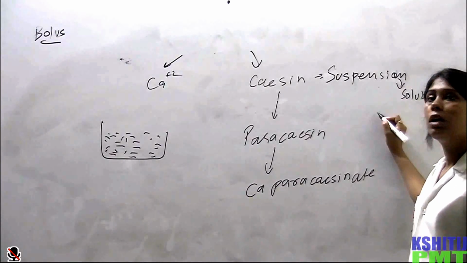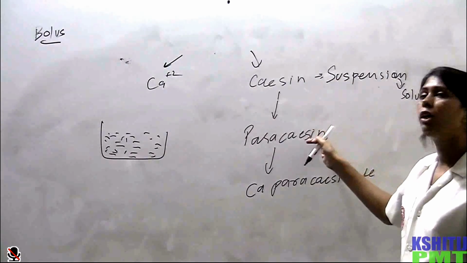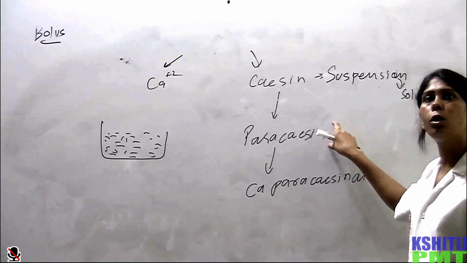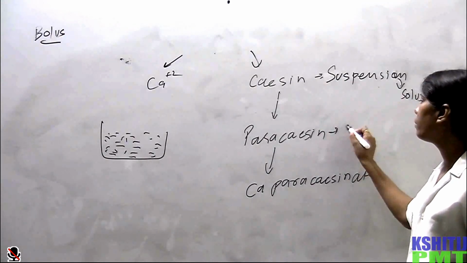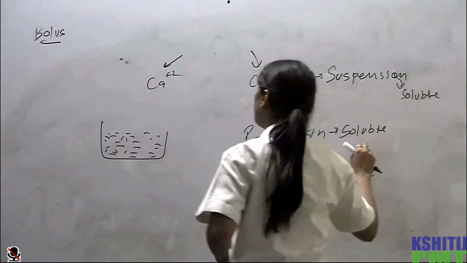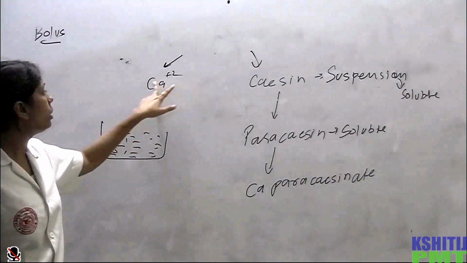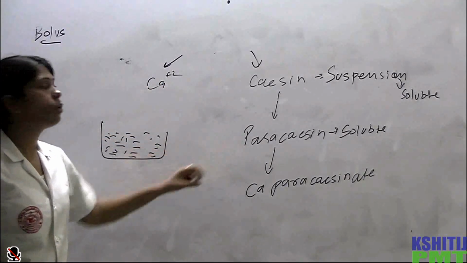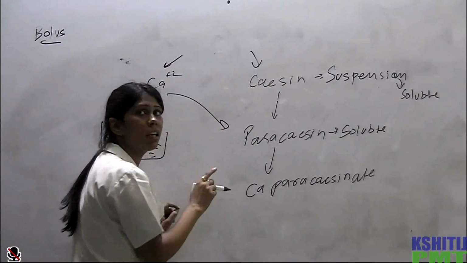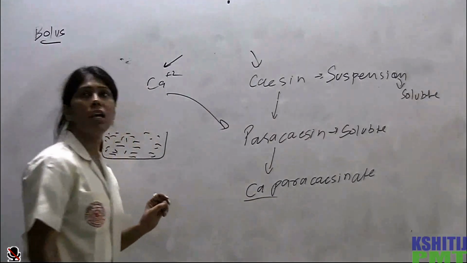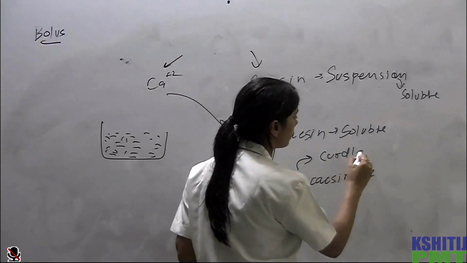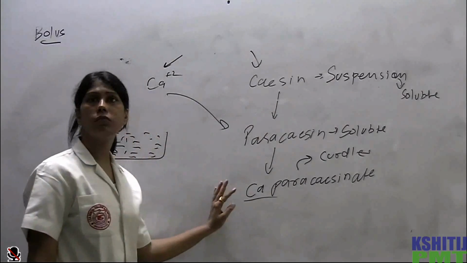Now this casein is converted to paracasein. This is the actual soluble form of casein. After this, calcium acts upon this soluble protein, paracasein, and converts it into calcium paracaseinate. This calcium paracaseinate is in the form of curds.